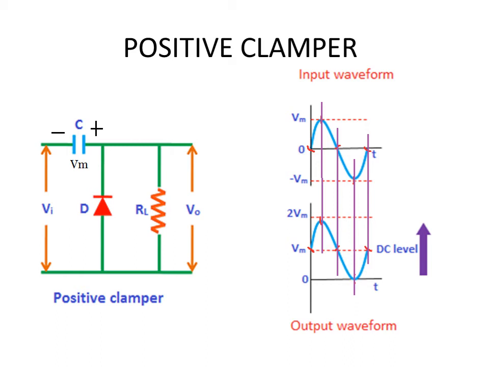Next we will find out how much will be the output voltage when your input is positive Vm. So these two, input and capacitor, are in series, so that will make Vm plus Vm, 2 Vm. So when the input is Vm, your output will be 2 Vm. Again we will come to this point, which is the 0 value. So at 0 value of input, your output is Vm.